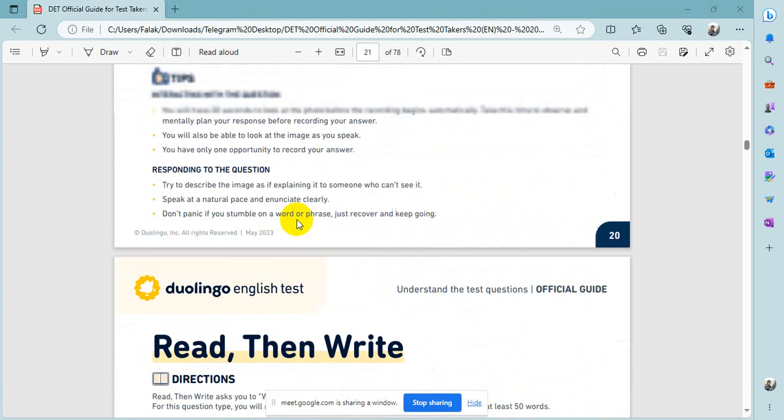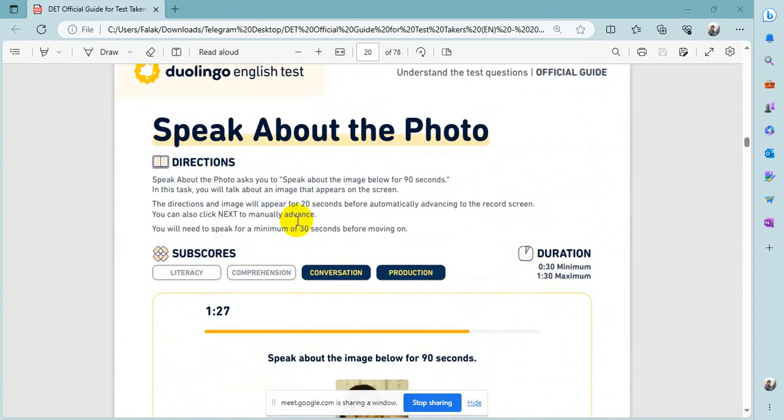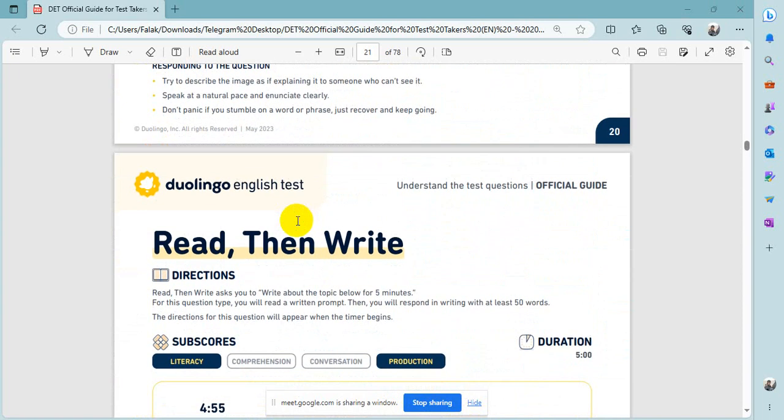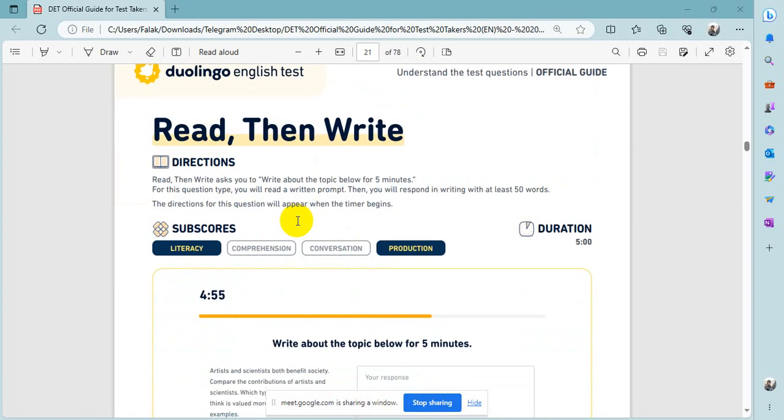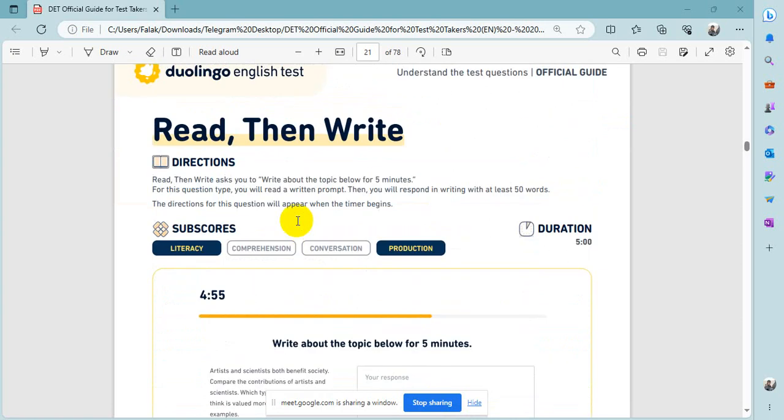And in today's session, we particularly move on to read then write. Okay, guys, in the last session, as I told you, we covered different question types, and the last one was speak about the photo. So in this session, we are going to focus on this question type, which is read then write.